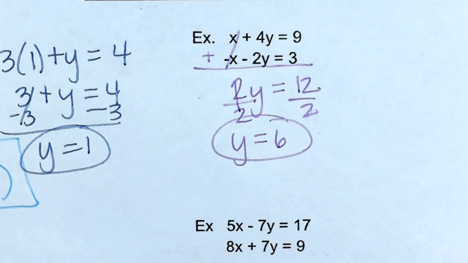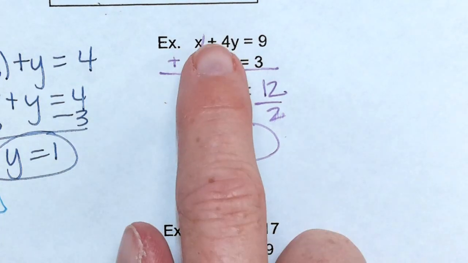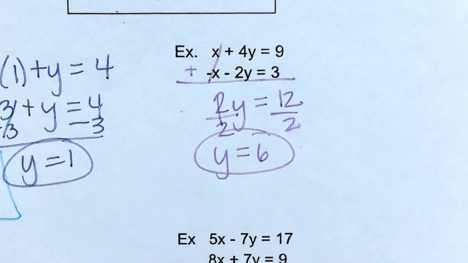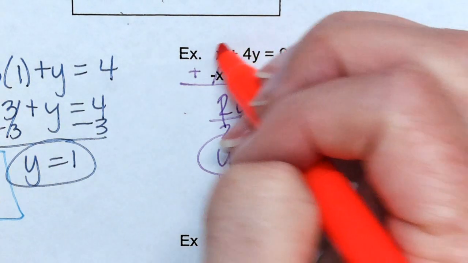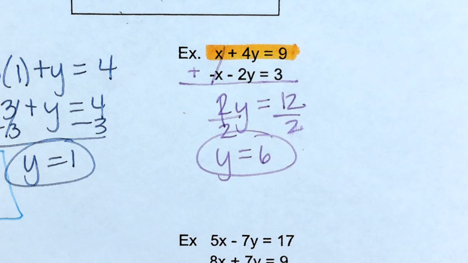How am I going to solve for x? Plug this y in for either equation. Pick the easier one if you can figure it out. I think the top one's easier because it doesn't have negatives. So I'm going to use that one. Does it matter, though, which one I use? No. I'll get the same answer no matter what.